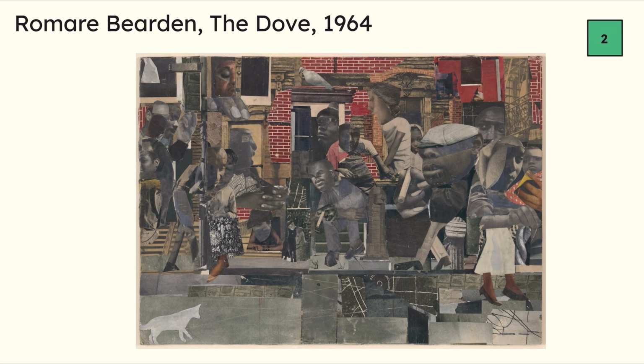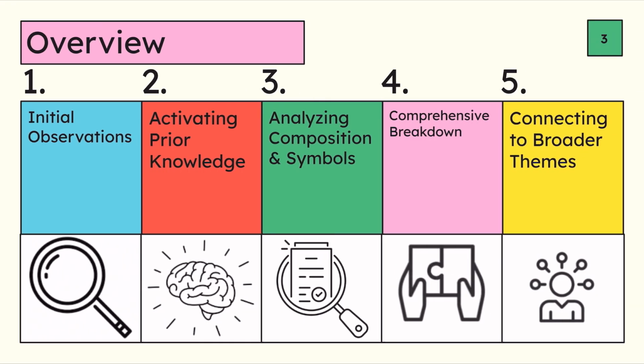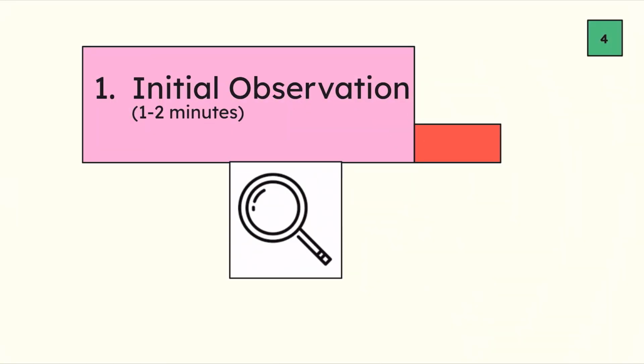Here's an overview of the steps I plan on taking to ensure my students develop a deeper understanding of this artwork. First, we will work on listing our initial observations. We will then proceed to activate our prior knowledge to see if we can make sense of this artwork by connecting it to ideas we might be familiar with. Then we will use our art knowledge to analyze the composition and symbols in this artwork, followed by a comprehensive breakdown of information and aspects that are still confusing. And lastly, we will connect our thought process and observation to broader themes. Let's begin making our initial observations.